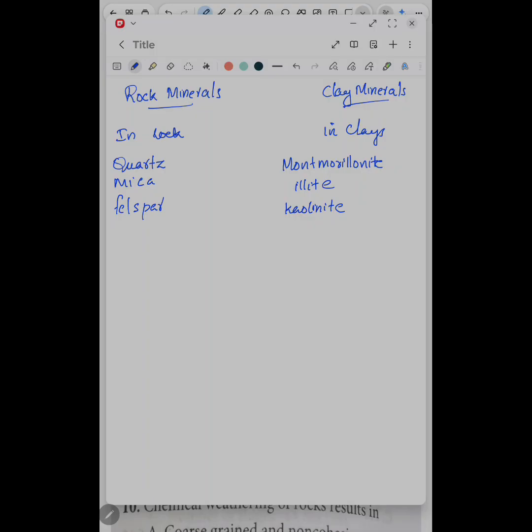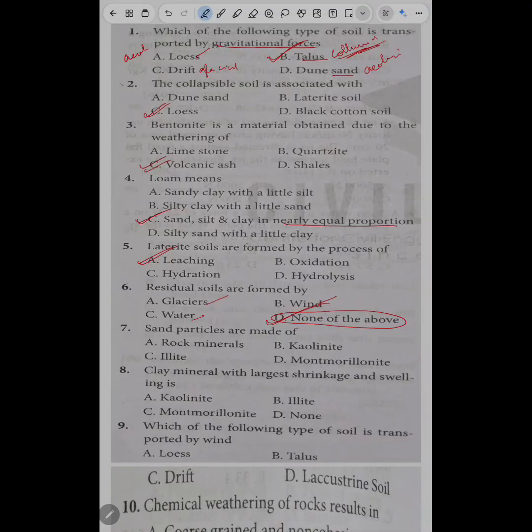Clay minerals carry electrical charges. That's why they have the plasticity property. Kaolinite, montmorillonite, and illite are clay minerals. So sand particles are made up of rock minerals. Option A is the correct answer.